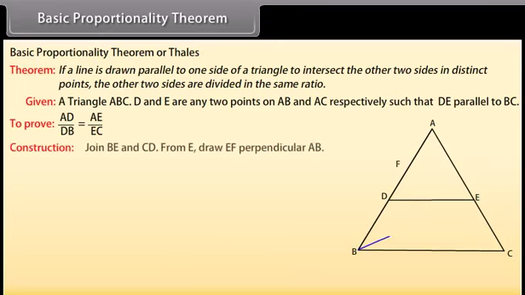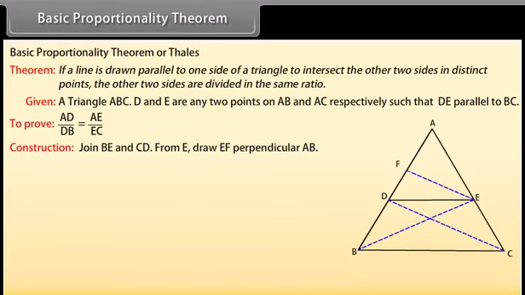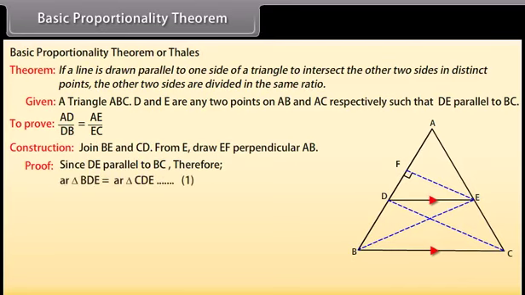Construction. Join BE and CD. From E, draw EF perpendicular to AB. Proof. Since DE is parallel to BC, therefore area of triangle BDE equals area of triangle CDE. Mark it as 1.